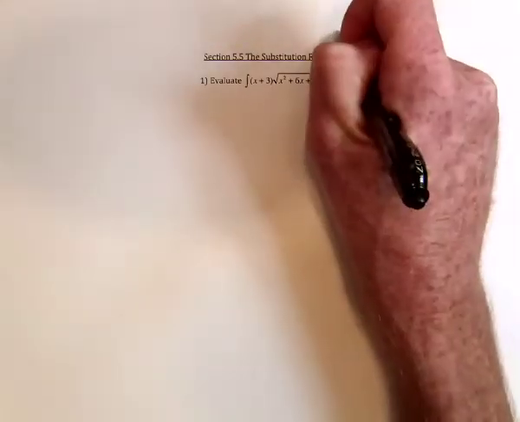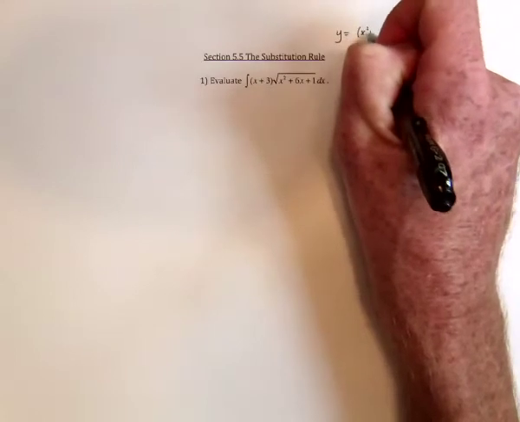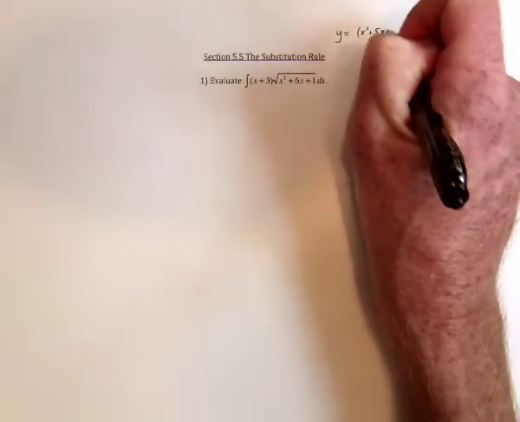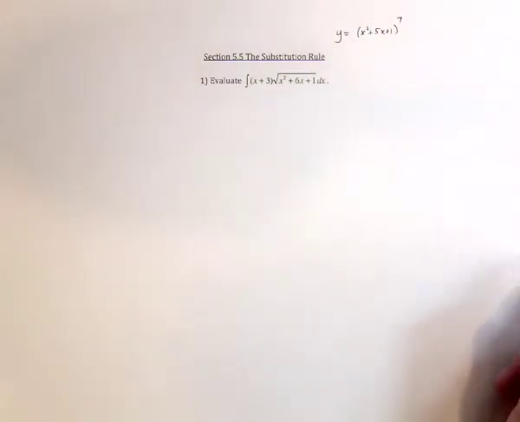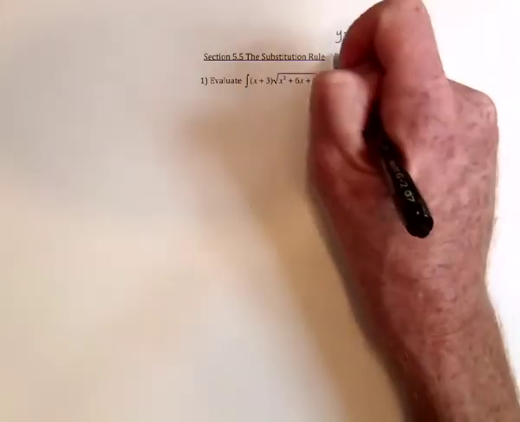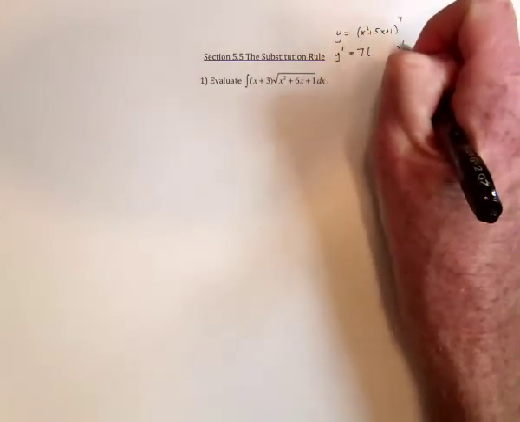When taking derivatives, we had a very important rule called the chain rule, and that basically went like this. If you have y equals (x squared plus 5x plus 1) raised to the 7th power, let's say, and you're taking the derivative, then you'd have the derivative of the outside function, which is 7 and then to the 6th.